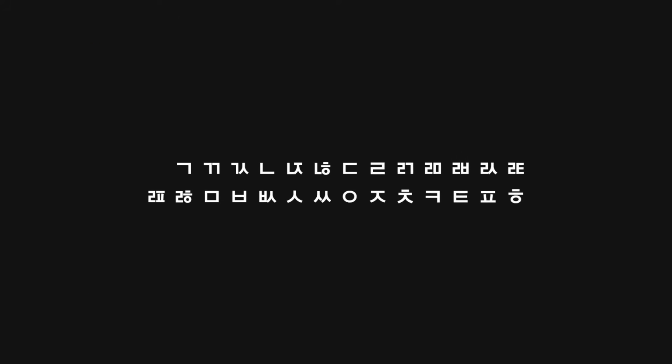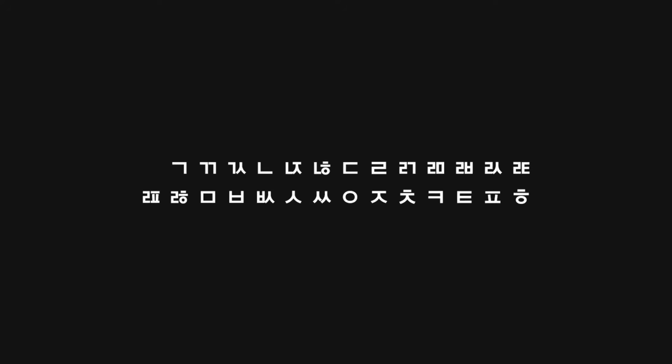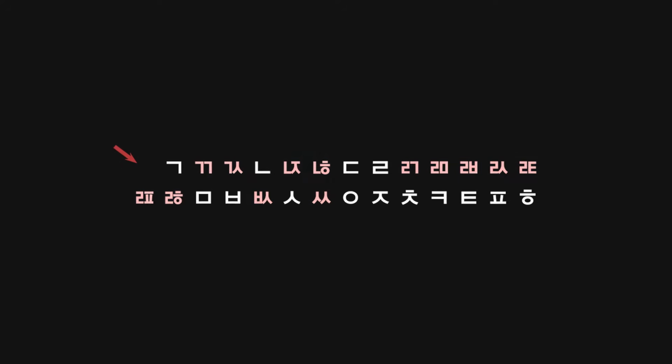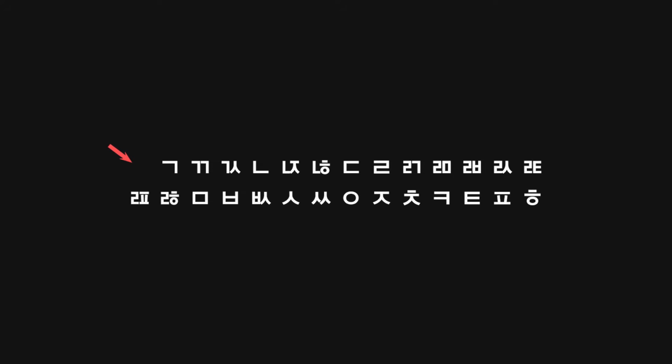Let's look at bottom consonants. There are a lot more bottom consonants than top consonants, 28 to be exact. This includes the 14 normal consonants, 13 double consonants, and nothing. Nothing is when there is no bottom consonant because Korean characters don't always need to have one.